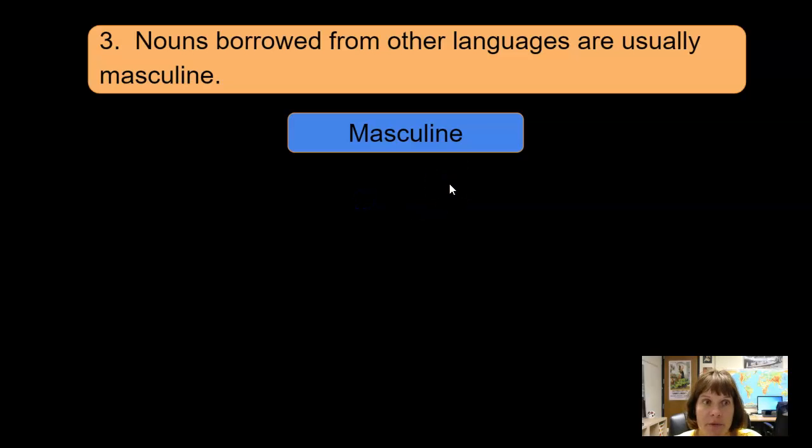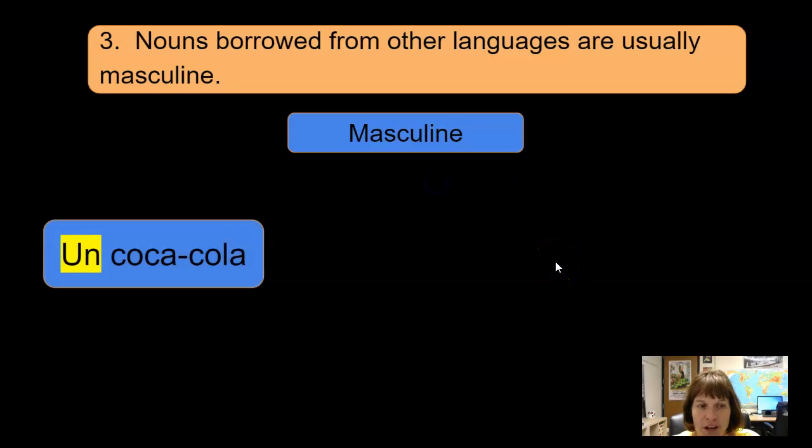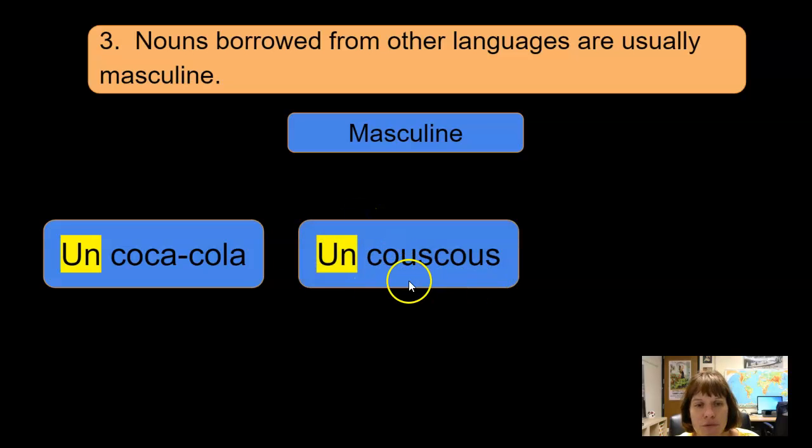Nouns borrowed from other languages are usually masculine. Un Coca-Cola. Coca-Cola was obviously borrowed from the English language, so usually they are masculine. Keep in mind, French does not borrow too many words. They like to keep it really, really French. They've been known to guard their language really closely and to not let any other words into their vocabulary. So un Coca-Cola, that's not French.